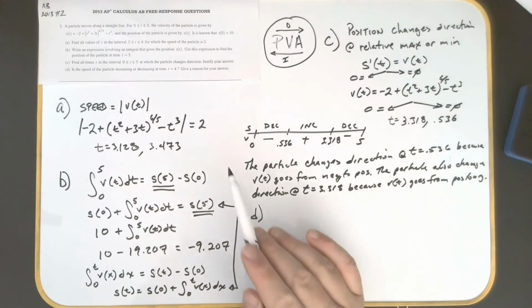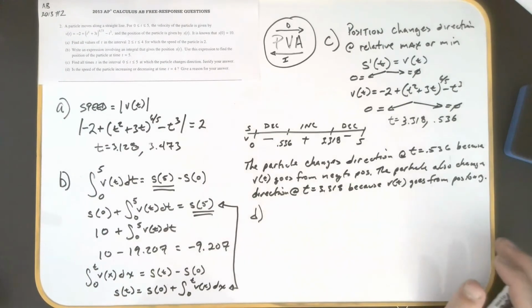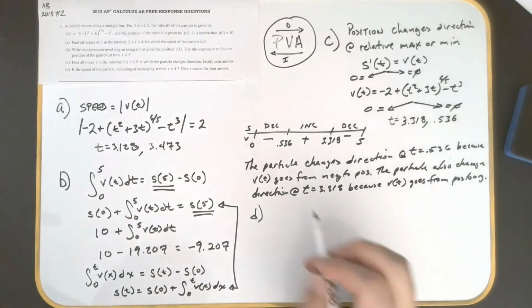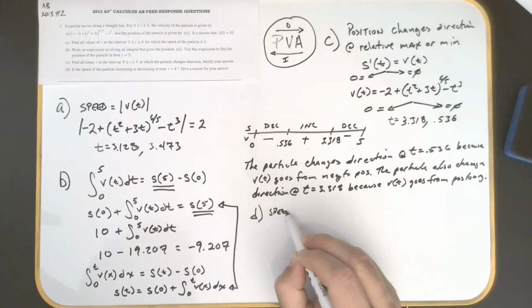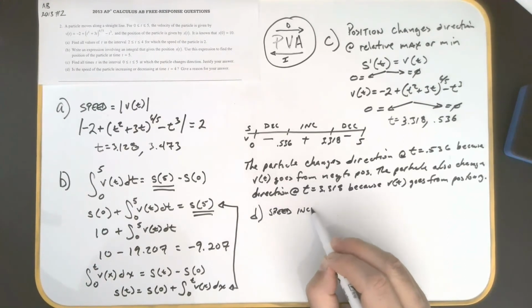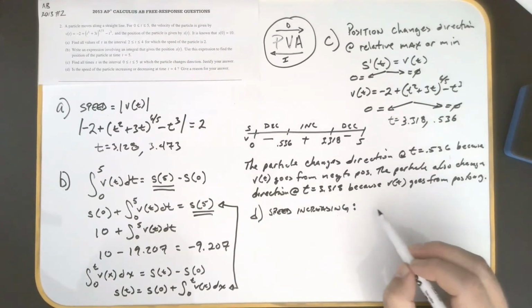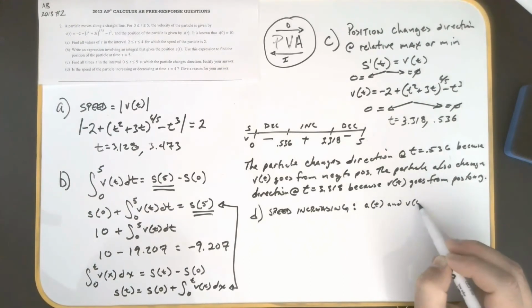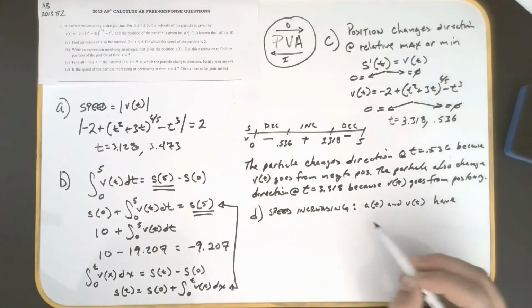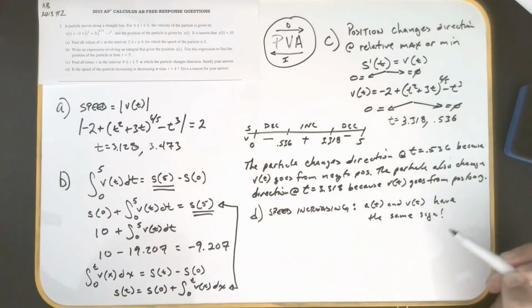Part D says, is the speed of the particle increasing or decreasing at t equals 4? Well, a very important property that you want to have memorized for your calculus and physics career is a property about speed. And here's how it works if you've never seen this before. All right. The rule is speed is increasing given the following. Speed is increasing if the acceleration and the velocity at a particular time have the same sign. So if they're both positive or they're both negative, your speed is increasing.